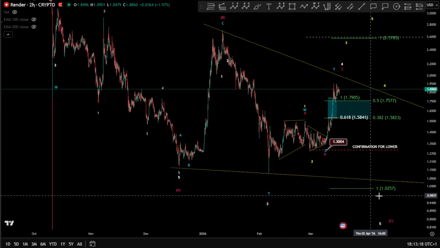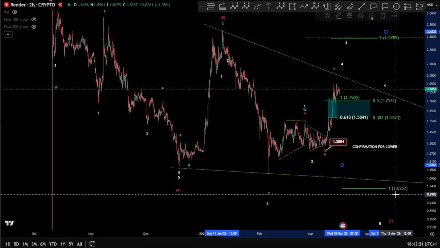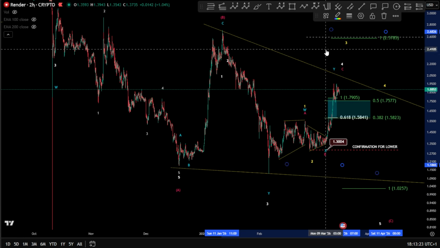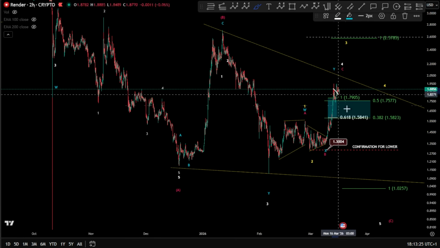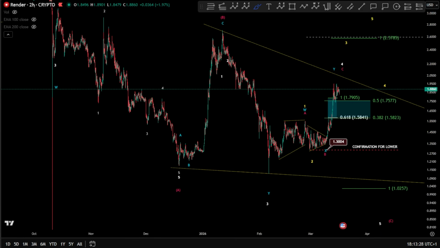Let's watch what we're going to see. Of course, $1 is our target at the 1-to-1 fib level as well. It can be even for this diagonal wave 5.